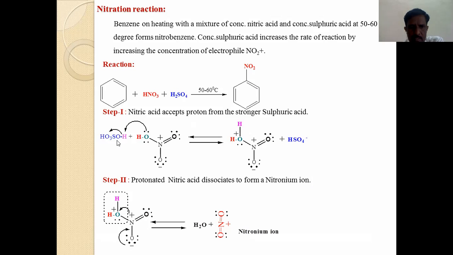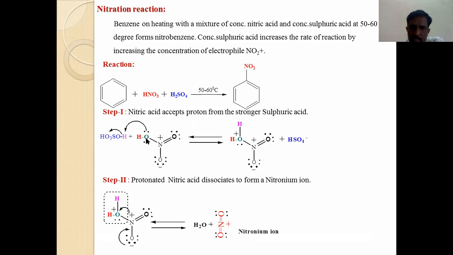This is H2SO4. Don't confuse it with this structure of H2SO4; I have shown H2SO4 in another way. And this is nitric acid, HNO3, that is NO3. I have shown this nitric acid also in a different way. So this is sulfuric acid and this is the structure for nitric acid.